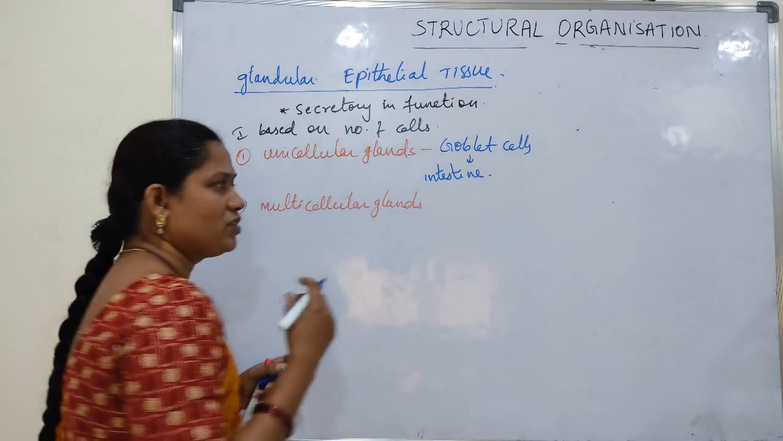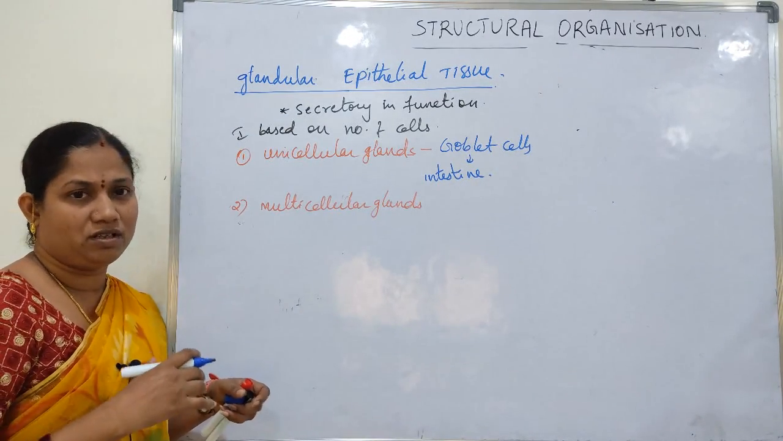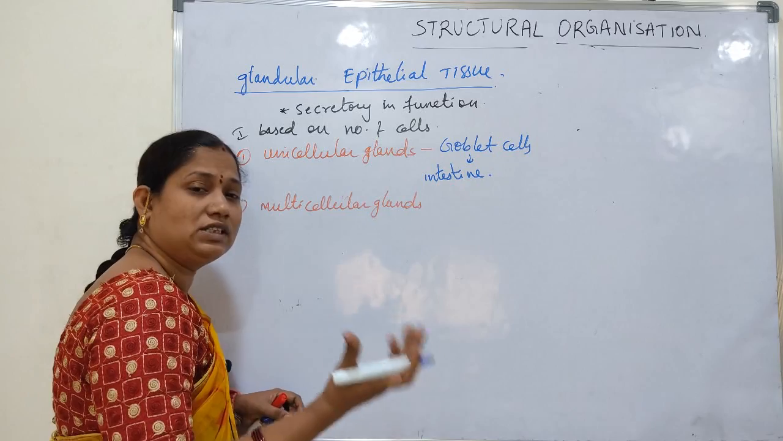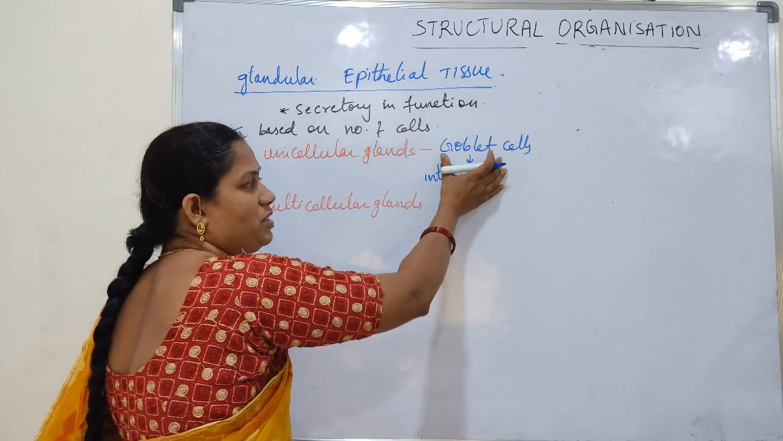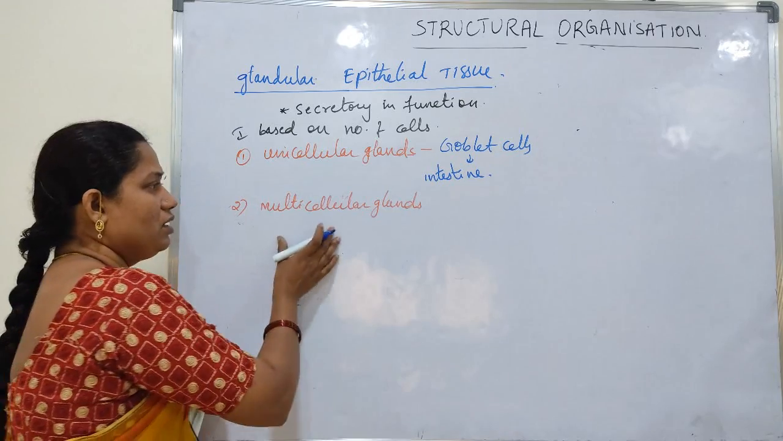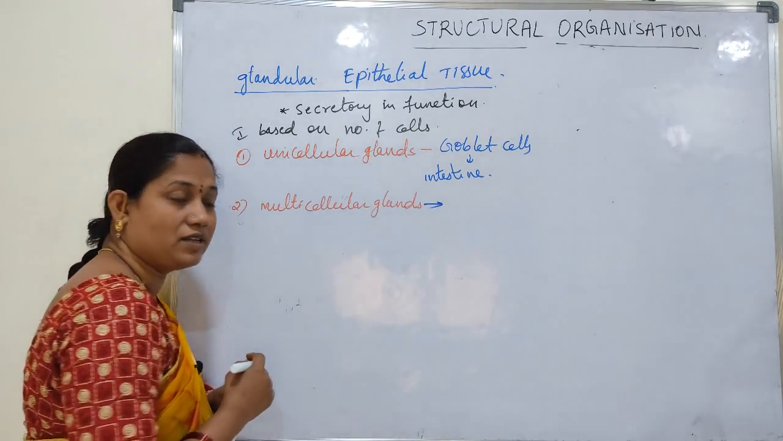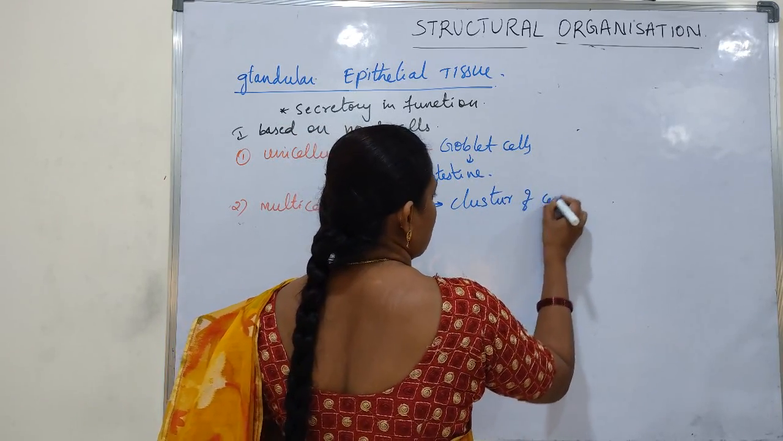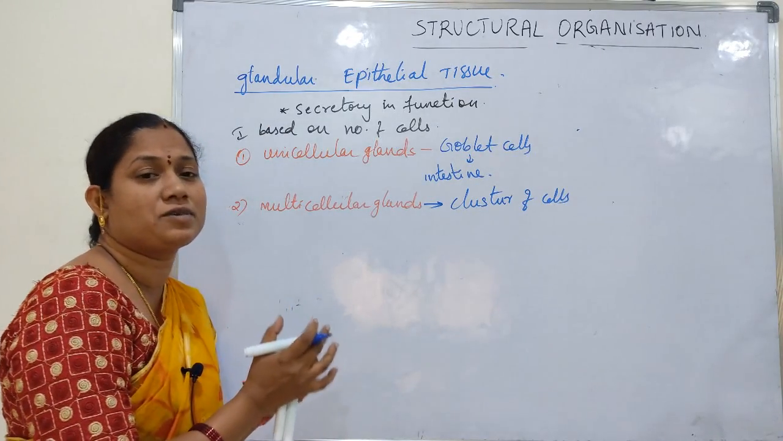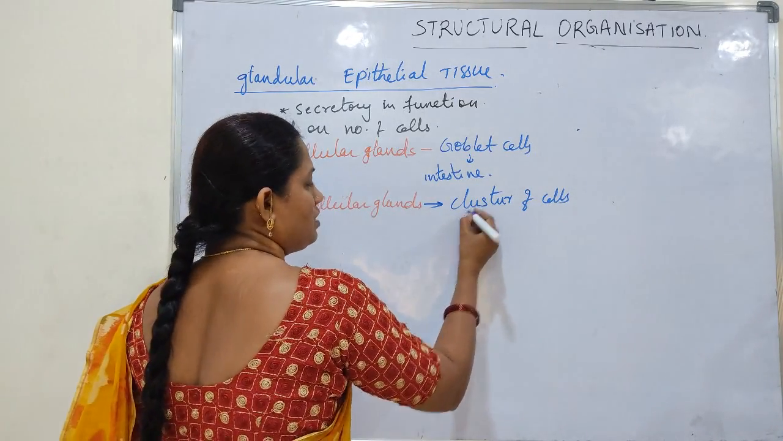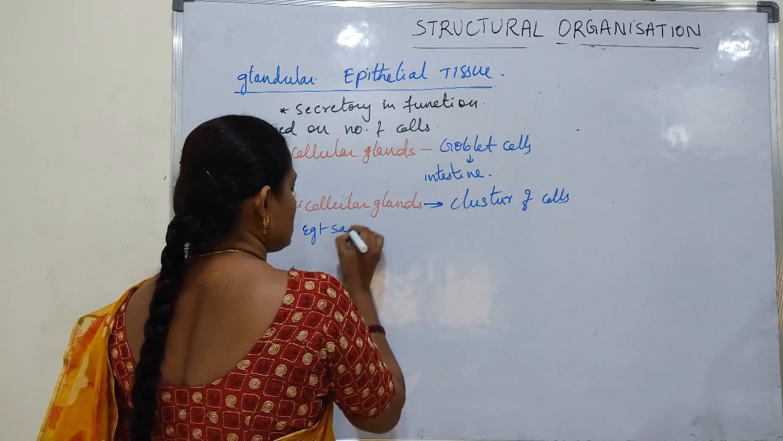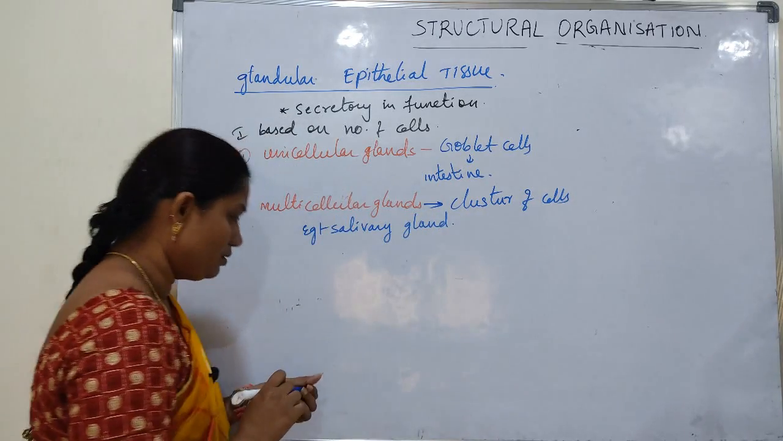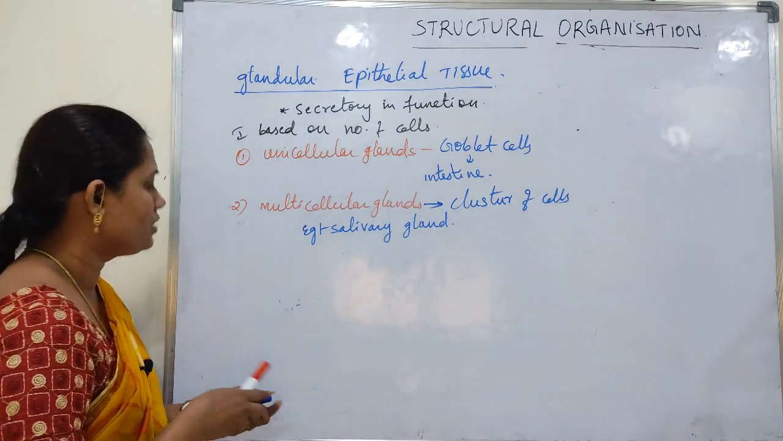The intestine is lined by columnar epithelial tissue. From the columnar epithelial tissue, some cells get specialized and secrete secretions. Those cells are called goblet cells. They secrete enzymes. Next, multicellular glands means a number of cells are arranged in the form of a cluster, a group of cells. This group of cells secretes the secretions, for example salivary glands.